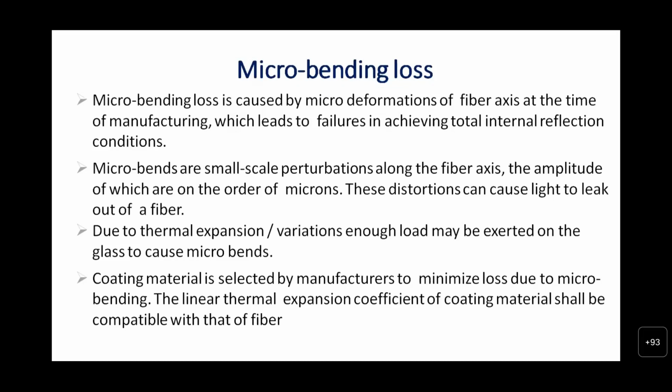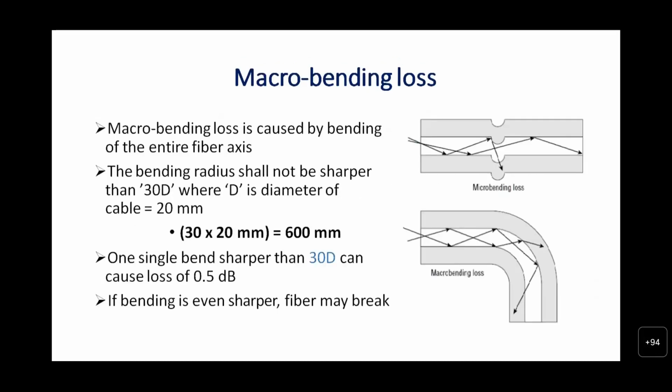Thermal expansion and variation, and load exerted on the glass, cause the micro bends. Coating material is selected by the manufacturer to minimize the loss due to micro bending, and the linear thermal expansion coefficient of the coating material shall be compatible with that of the fibers. The reasons are many, but micro bending and macro bending will affect the quality of the OFC.